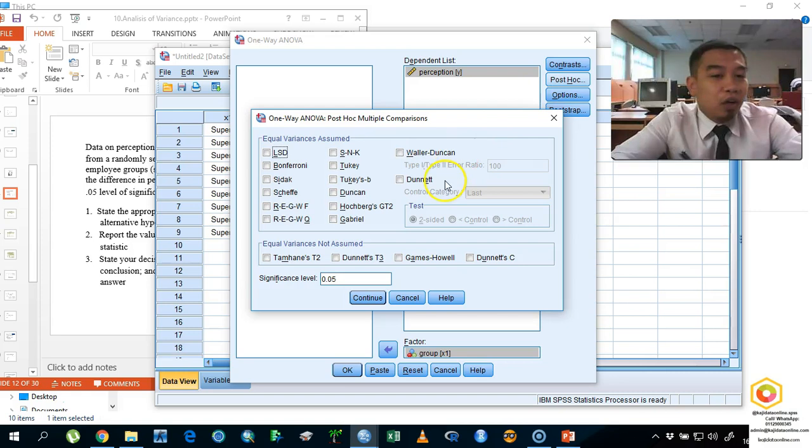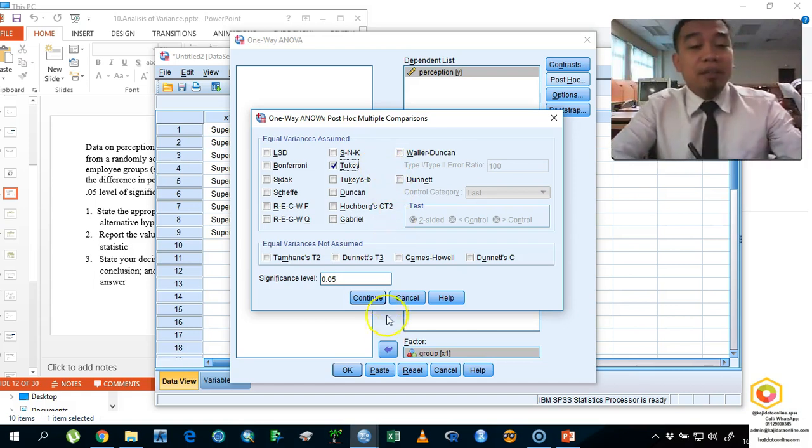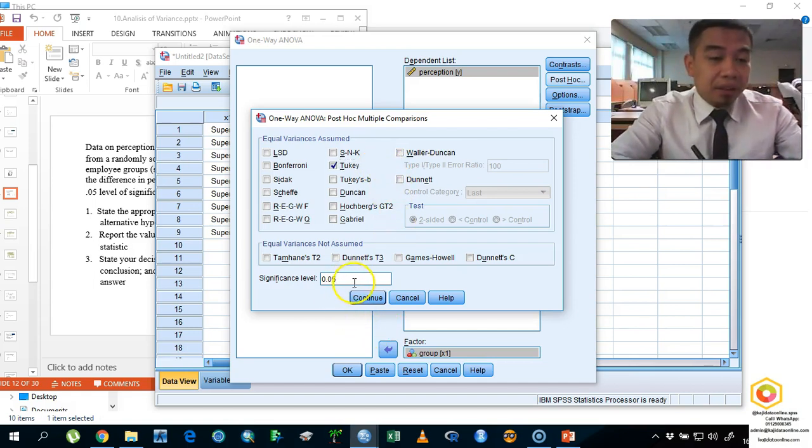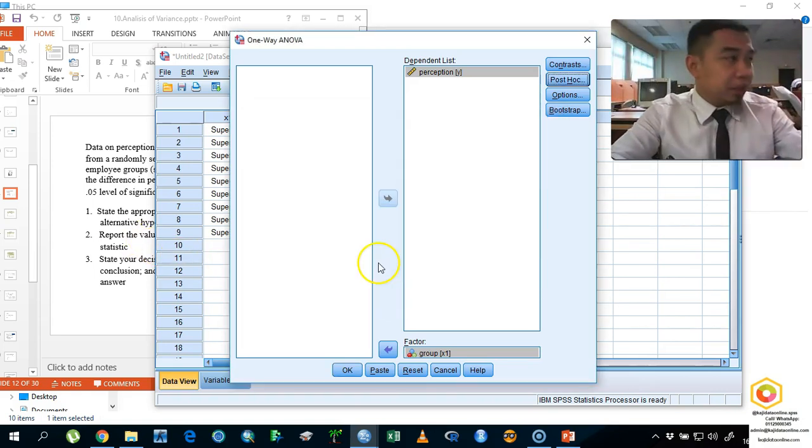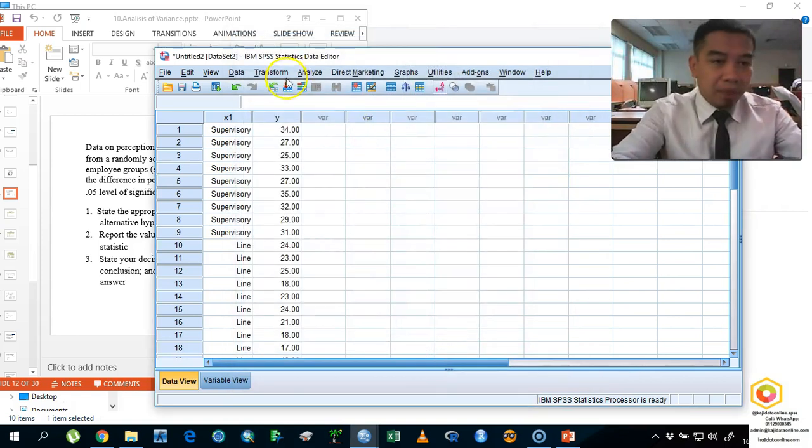And then go to the Post Hoc analysis. Based on the topics explained before, you need to tick the Tukey. Tick the Tukey HSD, the honestly significant difference test. And then you can see here the significance level is 0.05. It's just similar to what is being asked inside the question. And then you click Continue. Okay, so far so good. Follow or not follow? Okay, I'll do Tukey HSD only.